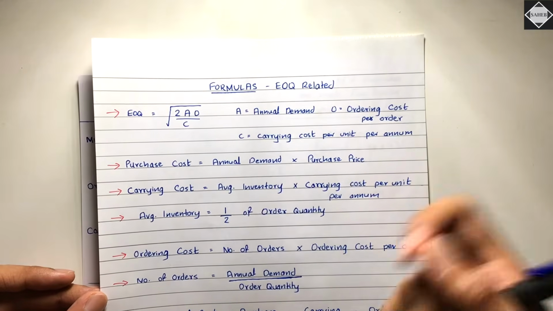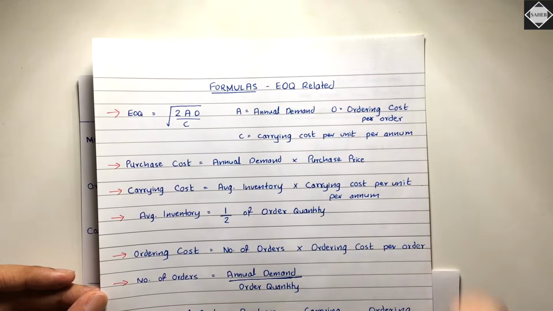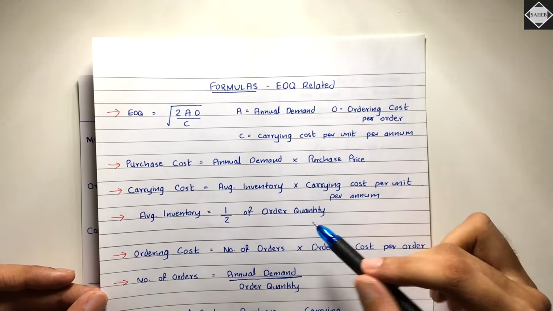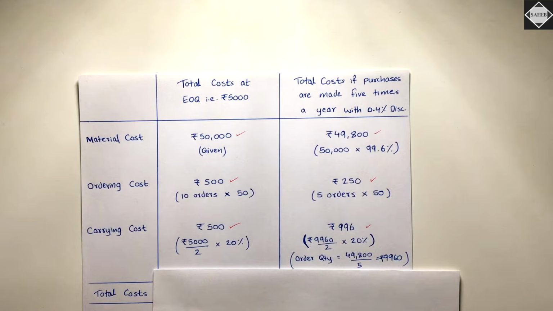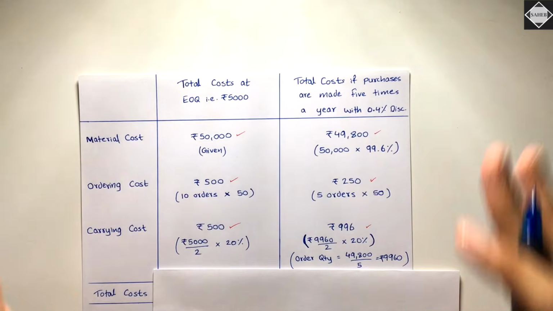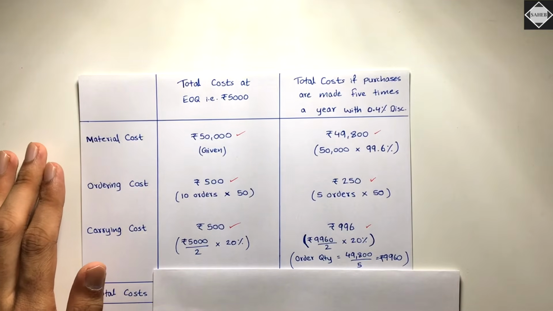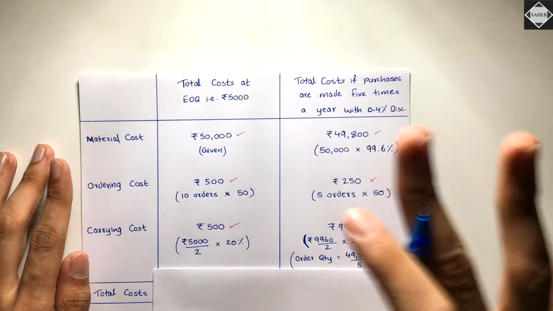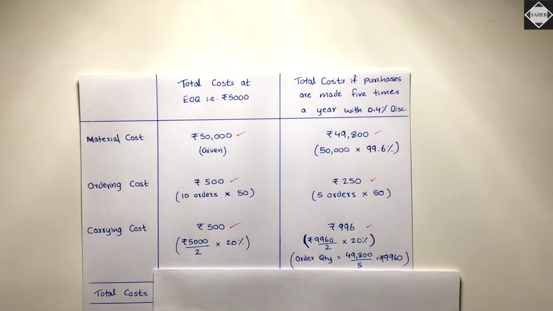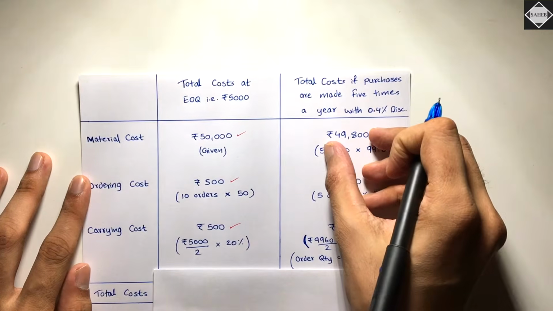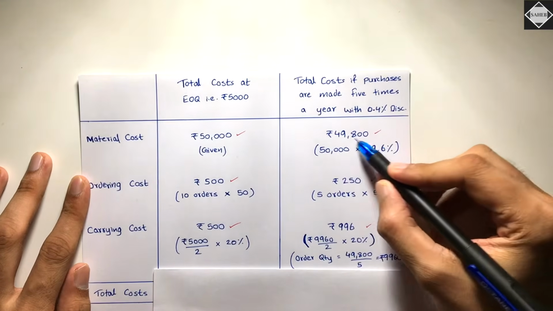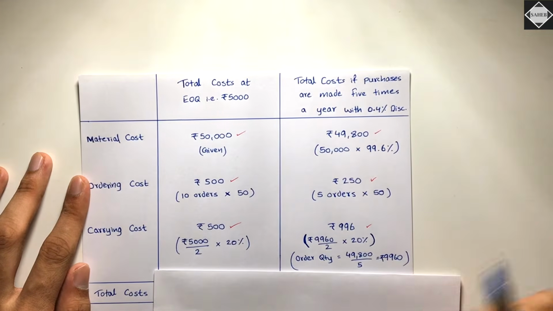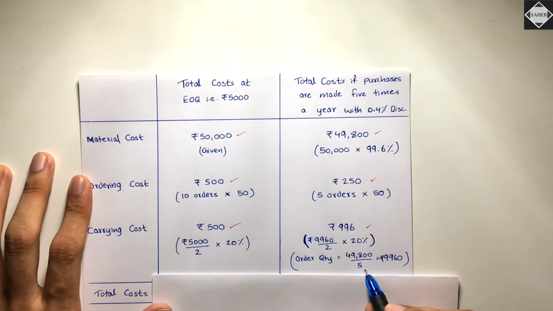Order quantity means the size of the order, how many units you are placing an order of. But here we don't have units, we have just rupees. So how are we going to do it? It's really simple. See here, you are placing 5 orders in this policy. So you will take the whole purchase price, the annual demand, 49,800 in this case, and divide by 5.